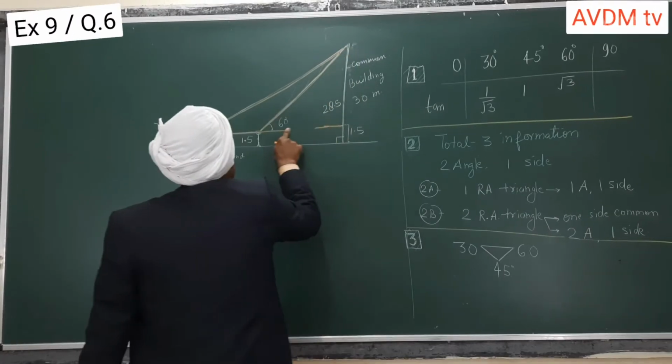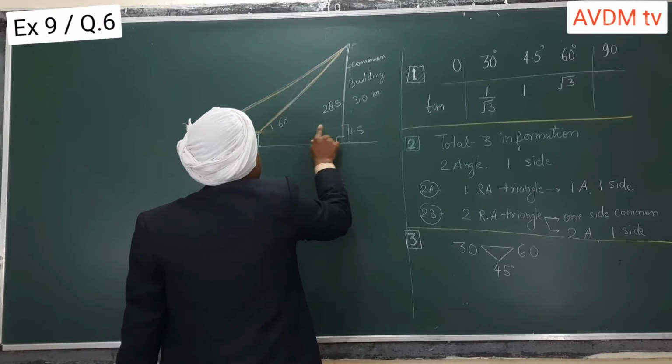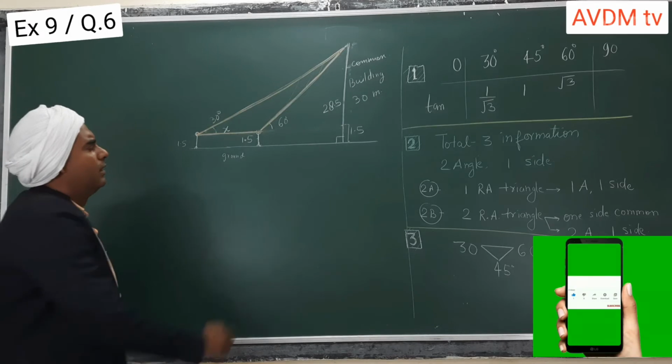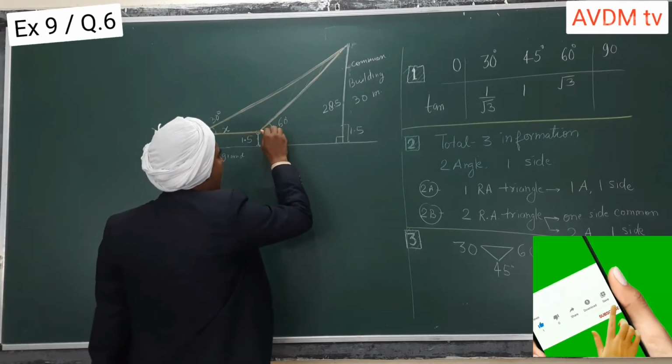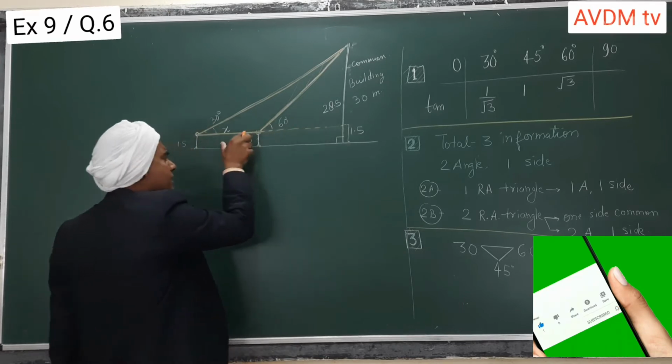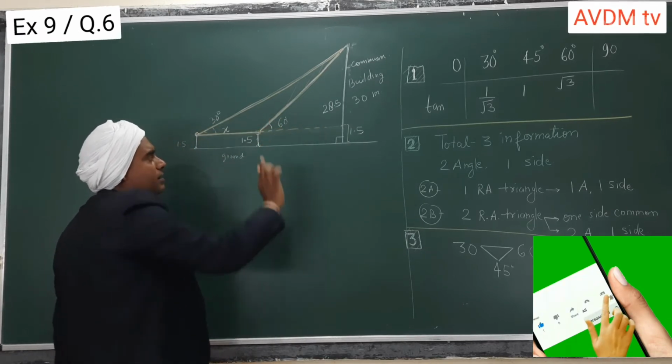Actually, this is the question only. This obtuse angle triangle, and the height of this obtuse angle triangle is 28.5. Find this length and this length. In any triangle, 3 things are given, so everything is given.